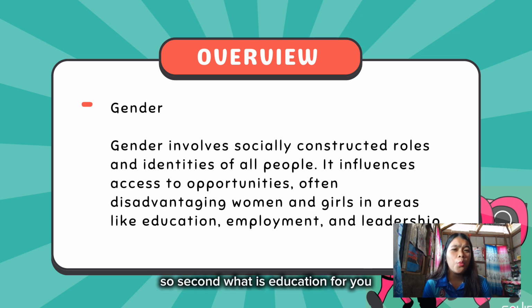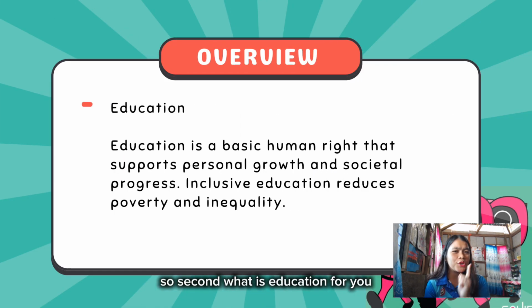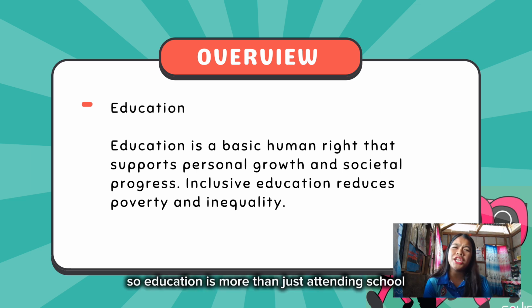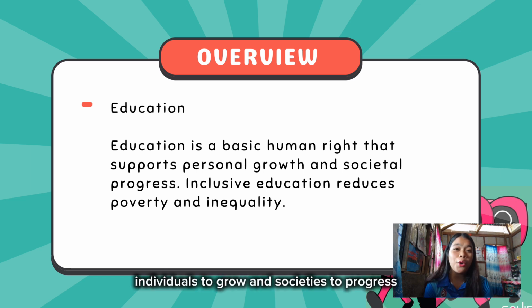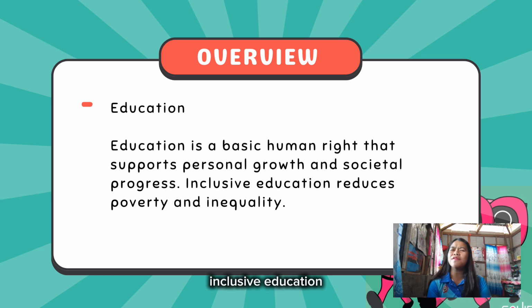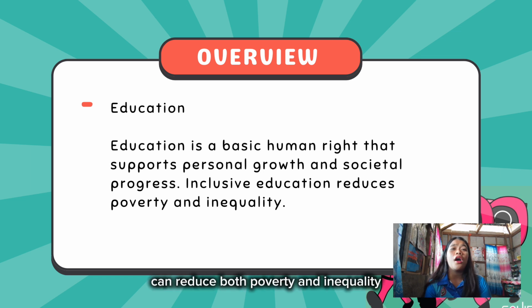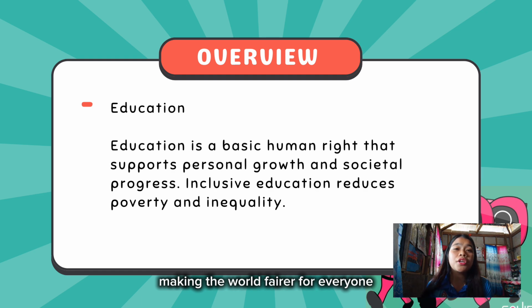Second, what is education for you? Education is more than just attending school. It's a basic human right. Why? Because all of us humans have the right to access quality education. It helps individuals to grow and societies to progress. Inclusive education can reduce both poverty and inequality, making the world fairer for everyone.